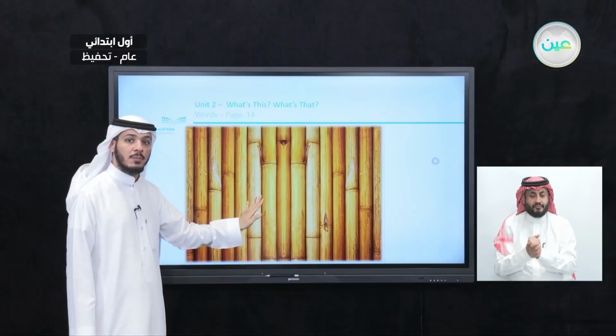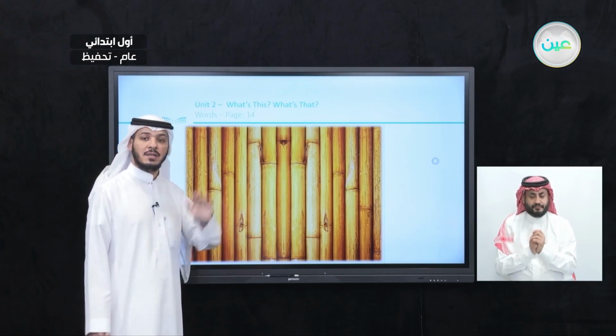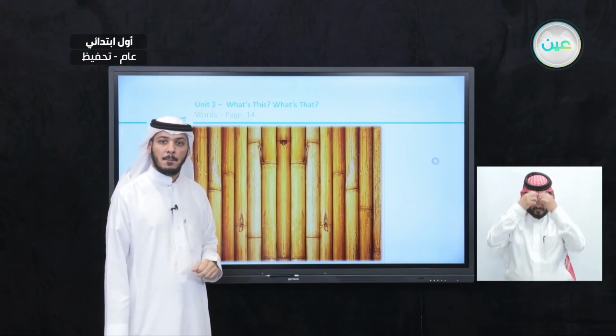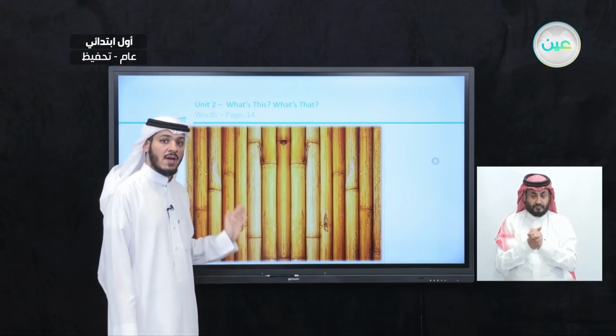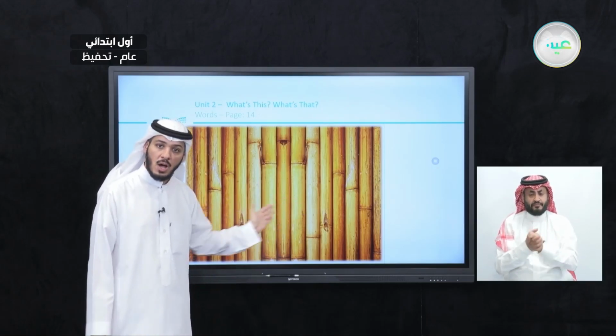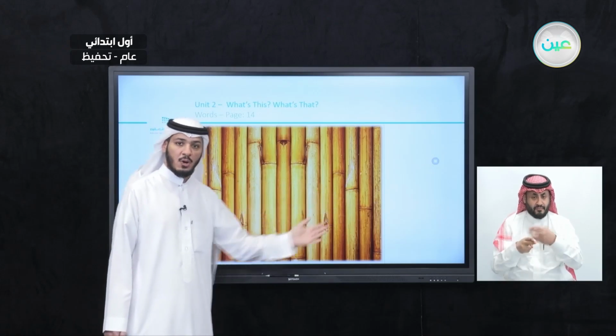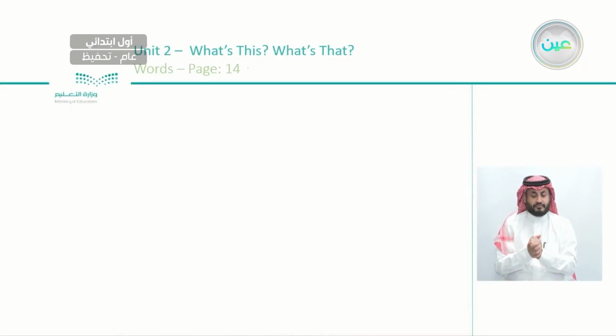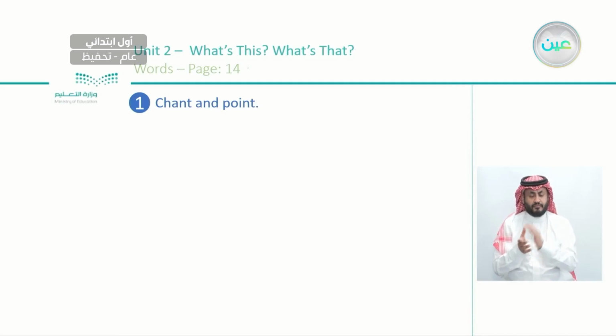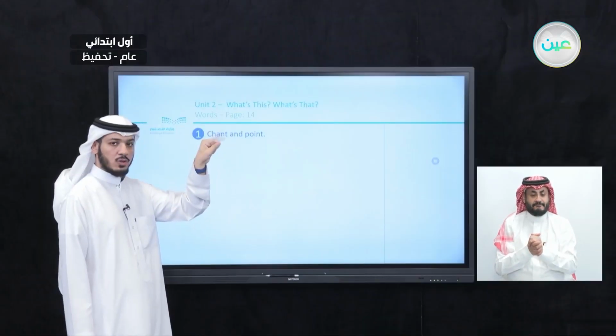Okay. Can you tell me what is the color? Yes. Brown. Perfect. So, we have brown wood. Excellent. So, we have brown. This is what? Brown. Perfect. Now, let's start with a question. Chant and point with your finger.